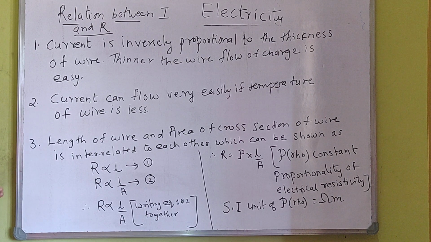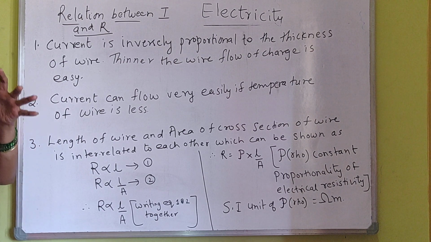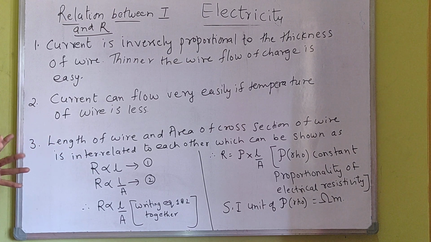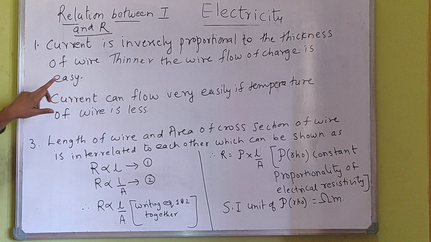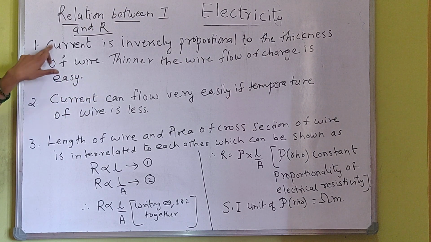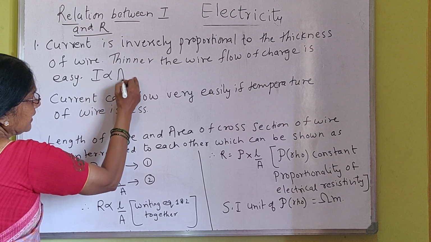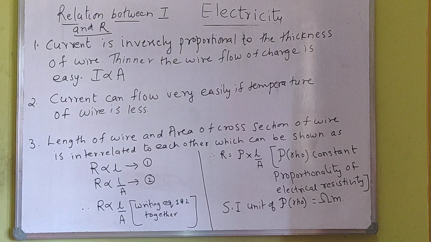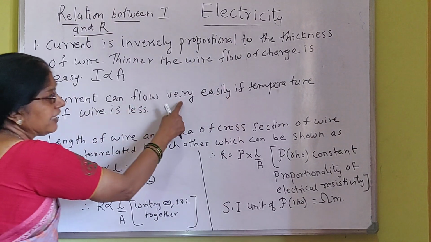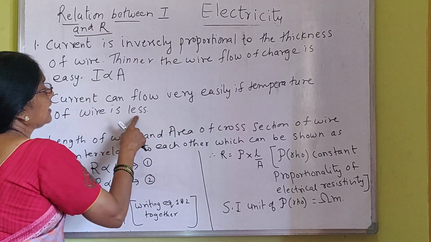In a thin wire the electrons are nearer to each other and the charges can easily pass from one electron to another electron. If the thickness becomes more, the distance also becomes more. So the passing of the charges from one electron to another takes time. So the thinner the wire, the easier the flow of charge. So current and thickness of wire are directly proportional to each other, which can be shown as I is directly proportional to A.